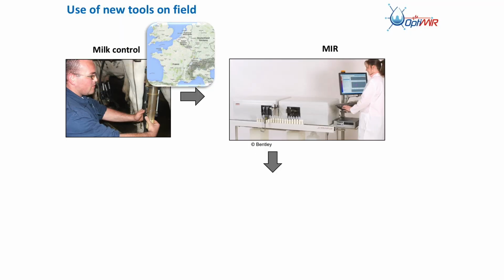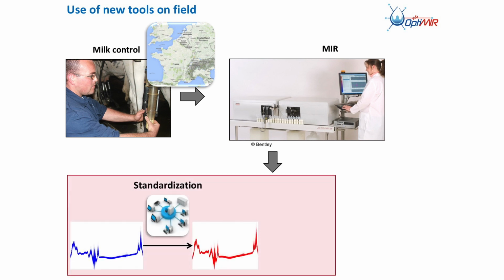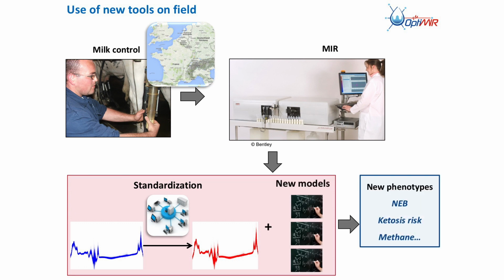And in routine, it's what we do now. During the milk control, the apparatus use the mid-infrared. We exchange the spectra. We create a big data set. We harmonize, we standardize the spectra before, and now we are able to use new models, and new models that we were not able to calibrate before, and now we are able to predict new phenotypes like ketosis risk, methane, and so on, and also models that I will present in the third part.